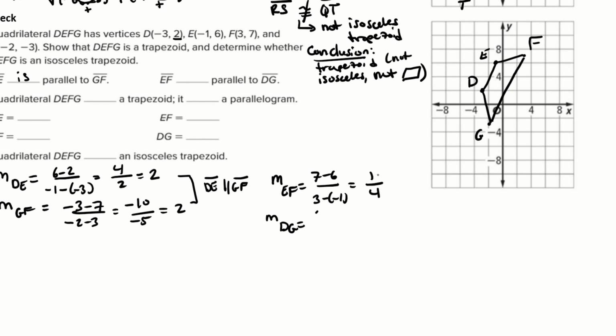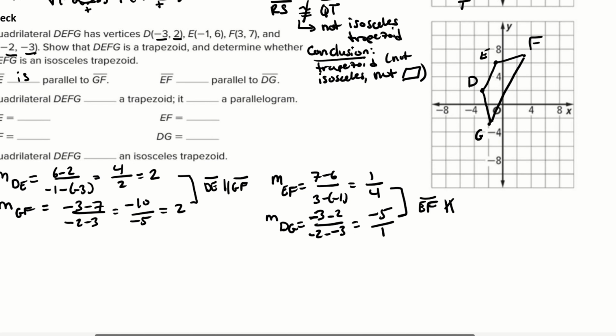So negative 3 minus 2, and x, negative 2 minus negative 3. So we get negative 5 over positive 1. Okay, so we can clearly see that these are not parallel. So EF is not parallel to DG.